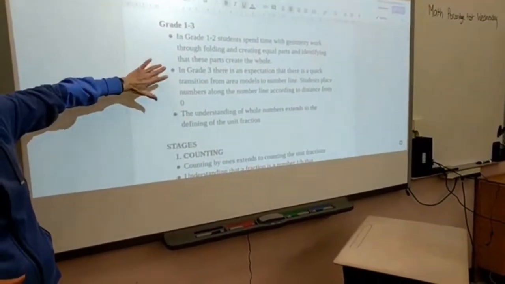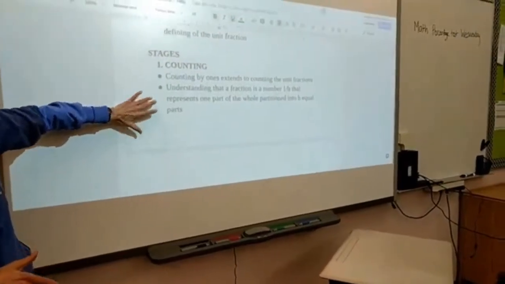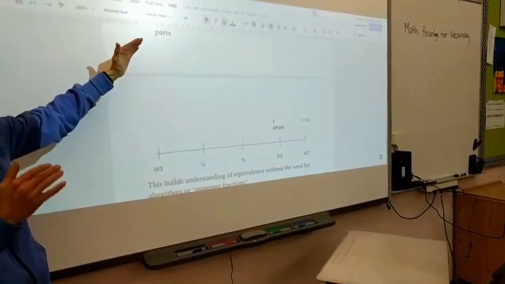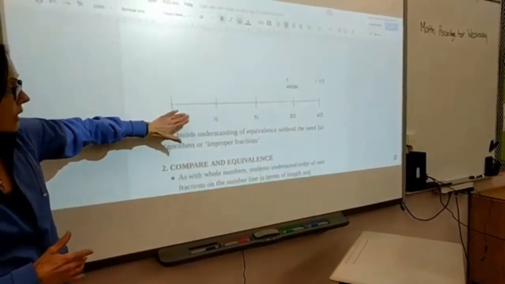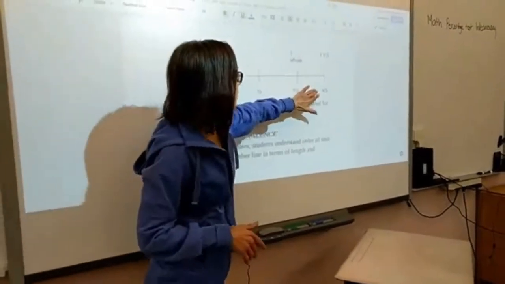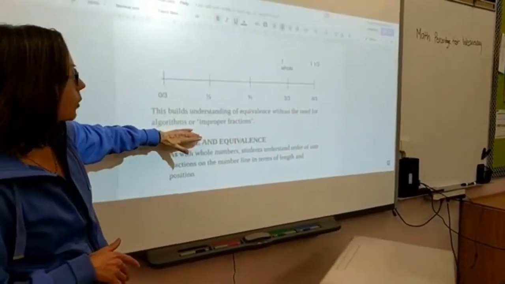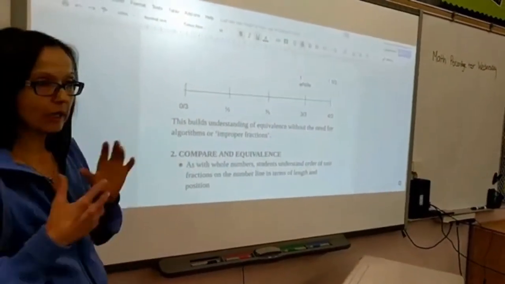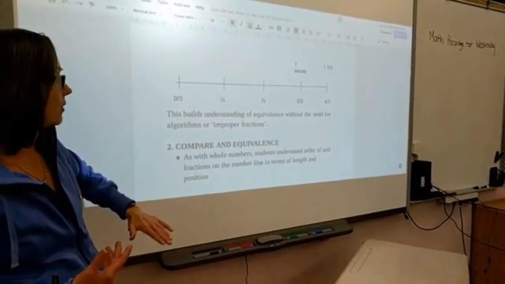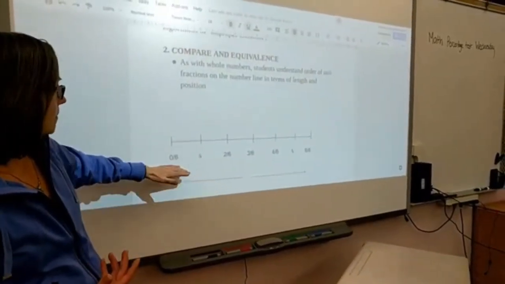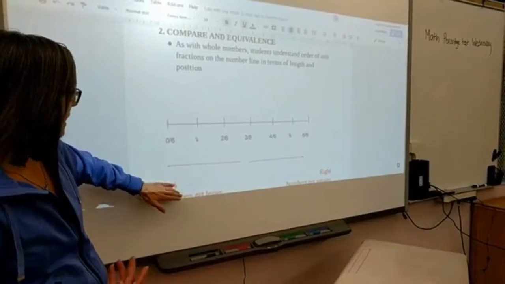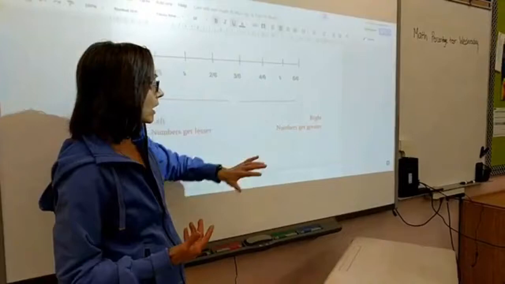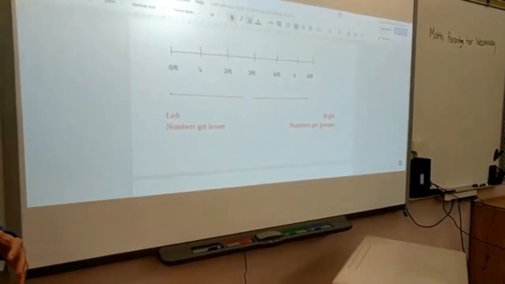If we go down, they talk about the stages of counting. They have to be able to count by whole numbers. If they don't have an understanding of whole numbers, they're not going to understand fractions. This builds understanding of equivalence without the need for algorithms or improper fractions. Then they compare and find equivalence. As we move to the left on a number line, numbers get less. We move to the right, numbers get greater. That doesn't change for fractional units either.